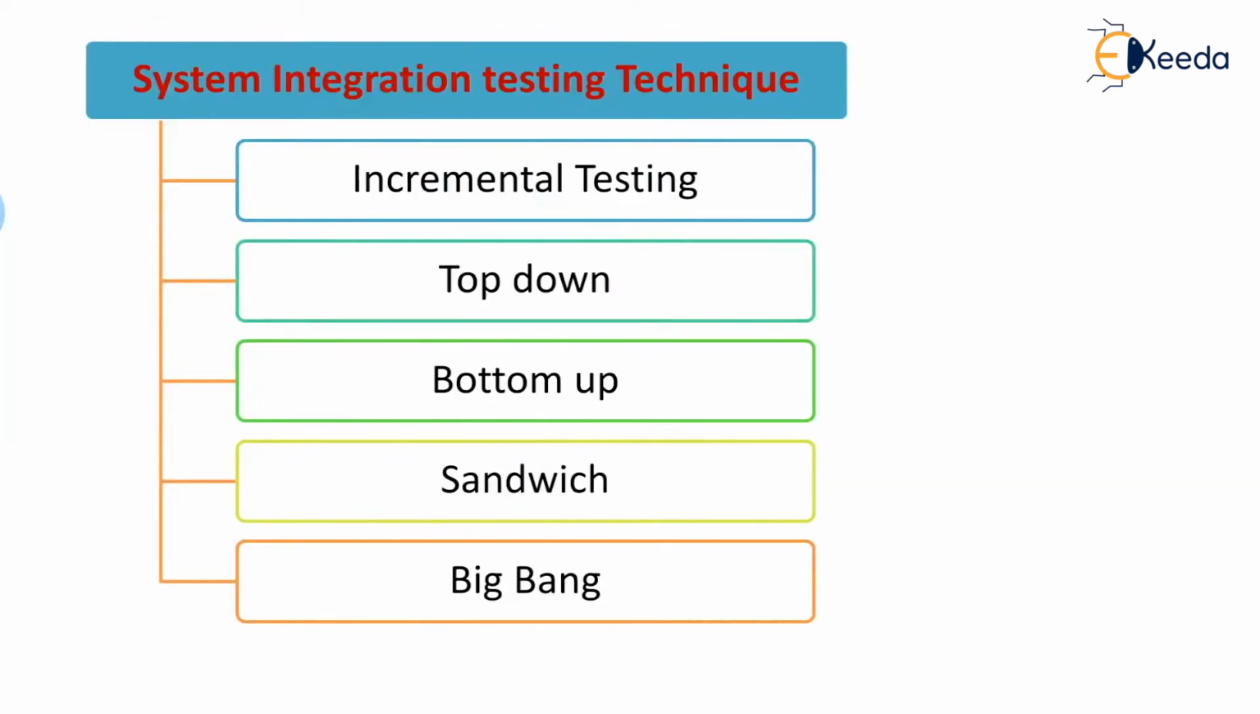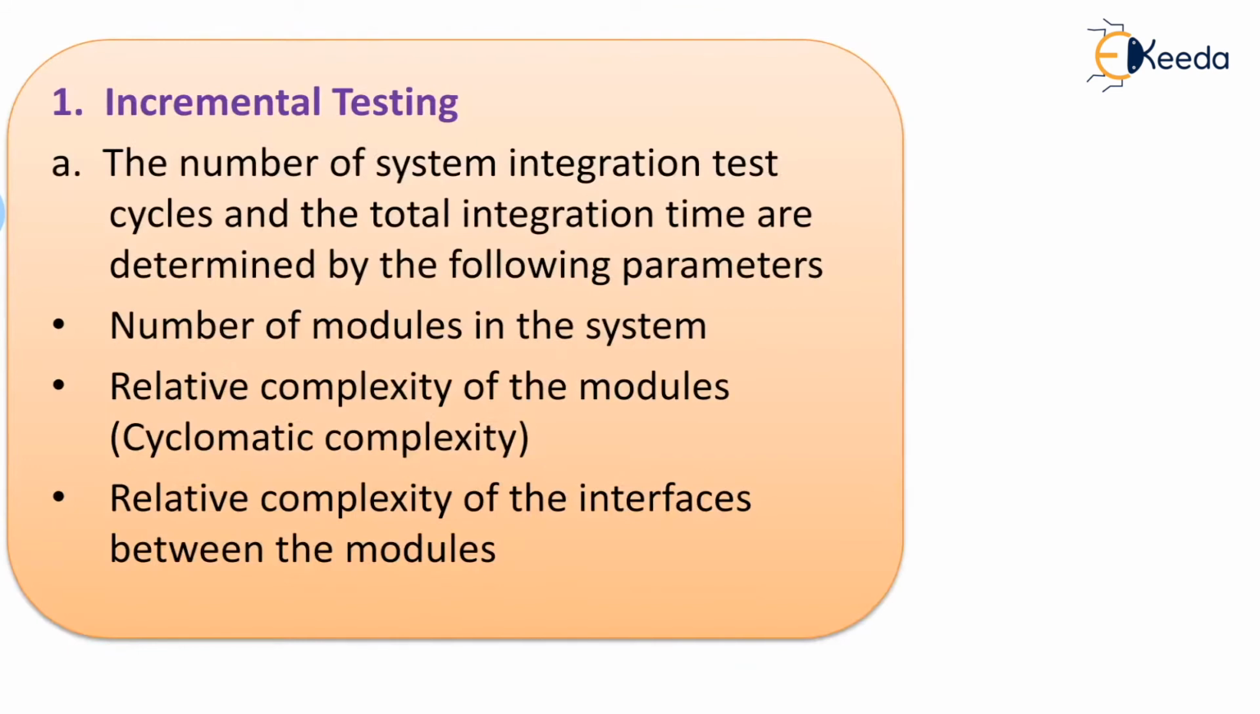Then the system integration technique is divided into two types. We have incremental, top down, bottom up, sandwich, big bang. Now, incremental testing means the number of system integration test cycles and total integration time are determined by the following parameters. So, incremental, that is, like how your development generates that iterative process.